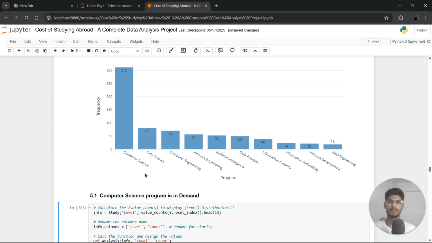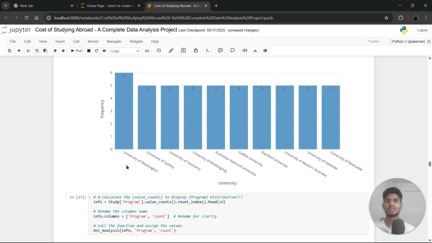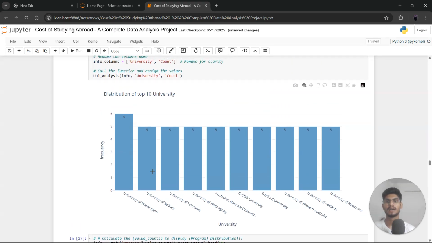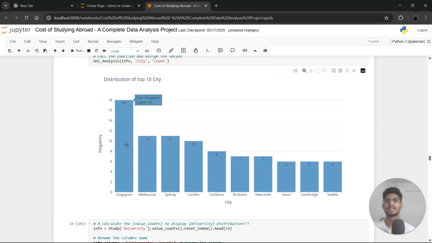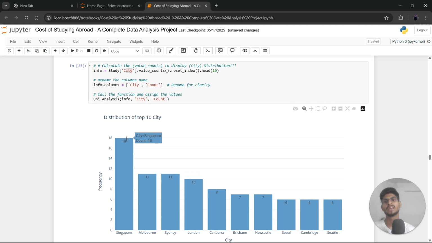Let's take an example. I am a counselor in India, and people are approaching me saying they want to go abroad, asking which country they must go to, and so forth. Then I will suggest, based on the facts, that computer science is in demand, you can go for computer science, and the university is offering the best teaching and it is in high demand. And you can see Singapore is also in demand, where you can go.